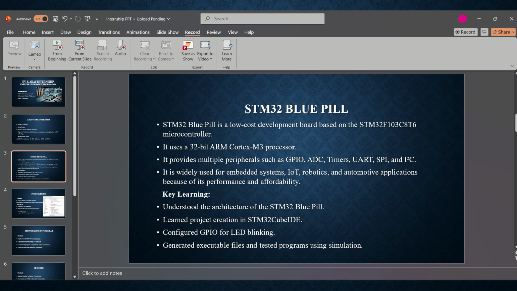During the internship, I learned the architecture of STM32 Blue Pill and created a project using STM32 Cube IDE. I configured GPIO pins to blink an LED, generated executable files, and tested the program using simulation software. The STM32 Blue Pill is widely used in robotics, IoT, industrial automation, automotive electronics, and embedded systems because it provides high performance at a low cost.